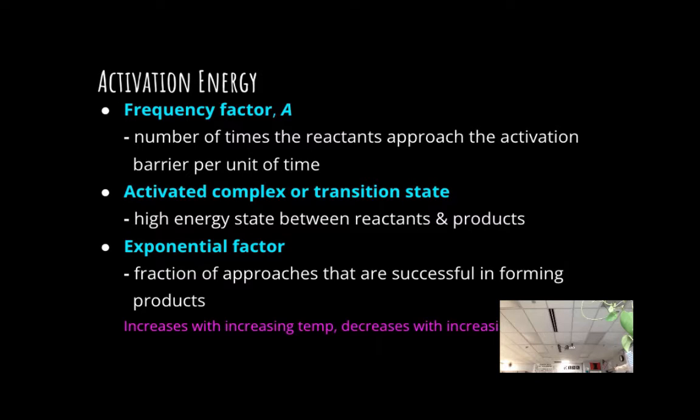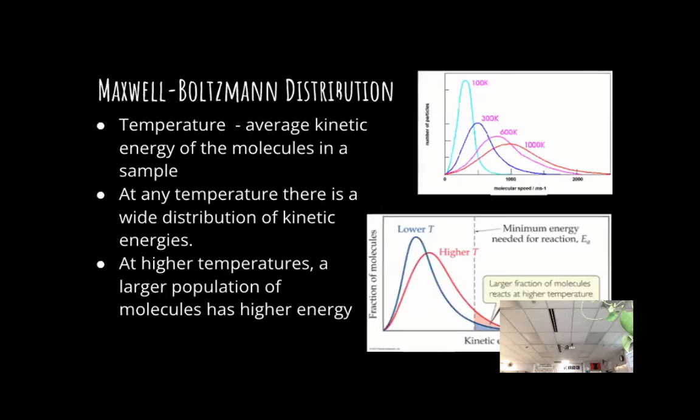Also, again, to pull back on that temperature, the exponential factor, so how many of those approaches are successful, is going to increase if your temperature increases because those particles are moving faster and they have more energy, but then it's going to decrease if that hill gets higher. So if that activation energy barrier gets higher, then it's going to decrease.